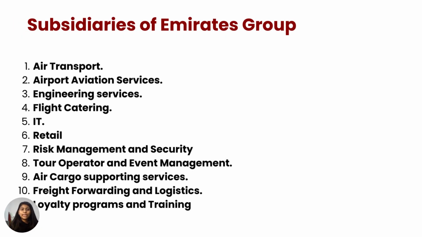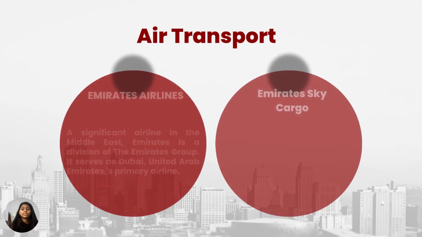Now let's see which are the subsidiaries of Emirates Group. Emirates Group has subsidiary divisions like air transport, airport aviation services, engineering services, flight catering, IT, retail, risk management and security, tour operator and event management, air cargo supporting services, freight forwarding and logistics, loyalty programs and training. We are going to focus on each of these subsidiaries. First is air transport.